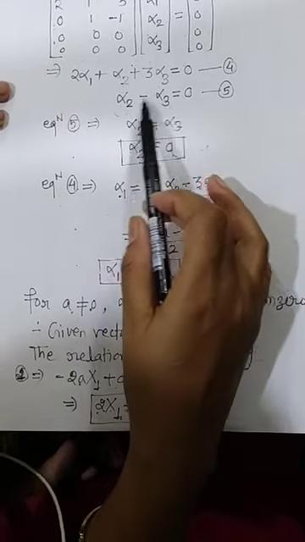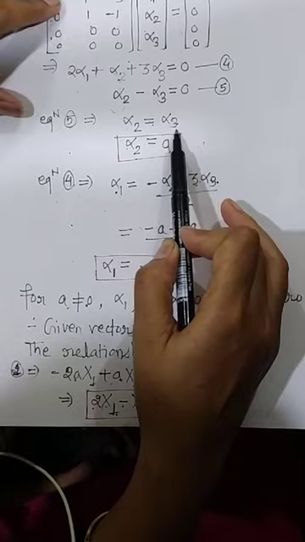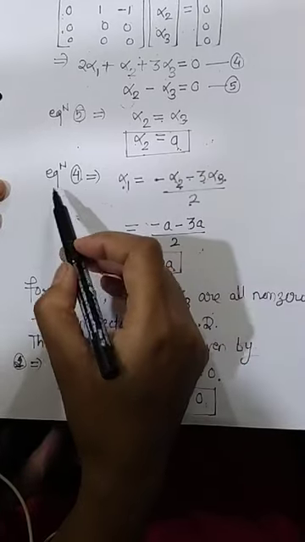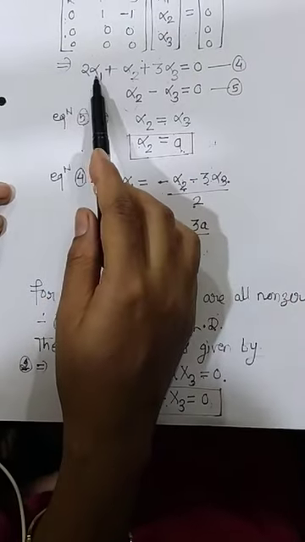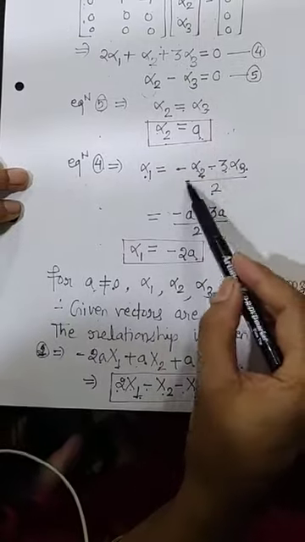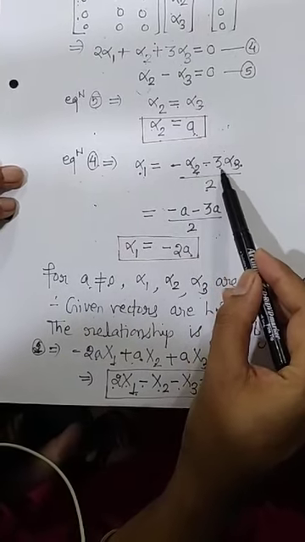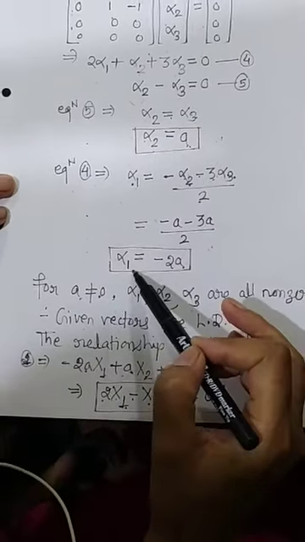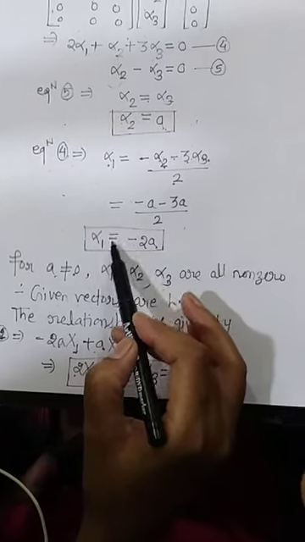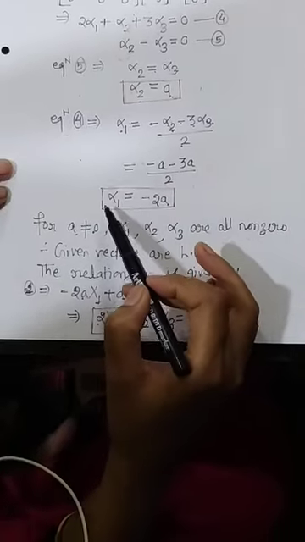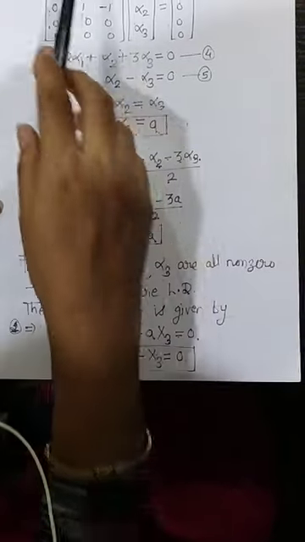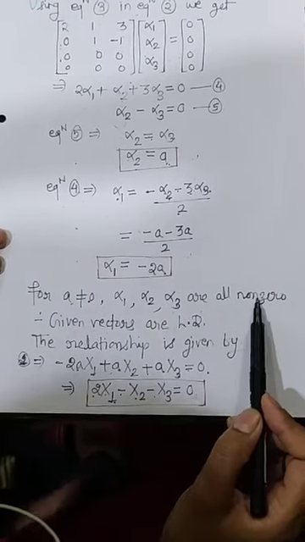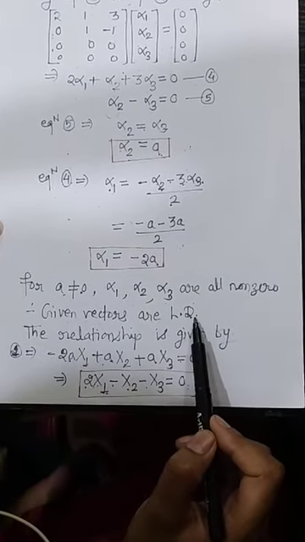From equation 5, alpha 2 comes out to be equal to alpha 3, and the value of alpha 3 is a, so alpha 2 comes out to be a. Again from equation 4, we will find alpha 1. Shift all other terms to the right hand side, so we have minus alpha 2 minus 3 alpha 3 divided by 2. Put the values of alpha 2 and alpha 3. On simplification, alpha 1 is equal to minus 2a. So we get alpha 1 as minus 2a, alpha 2 as a, and alpha 3 as a. For a not equal to 0, all these scalars are non-zero. Hence the given vectors are linearly dependent.